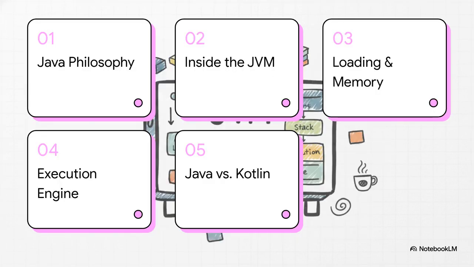Here's our roadmap for today. First, we'll look at the Java philosophy. Second, we'll go inside the JVM. Third, loading in memory. Fourth, the execution engine. And finally, we'll compare Java and Kotlin. We're essentially taking a spatial journey through the exact path your code travels.